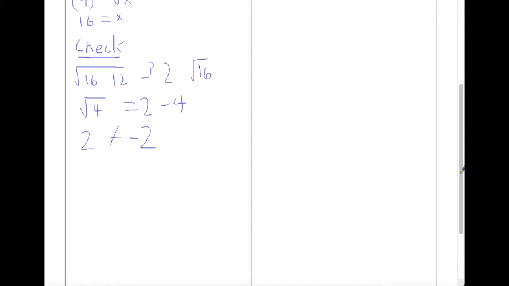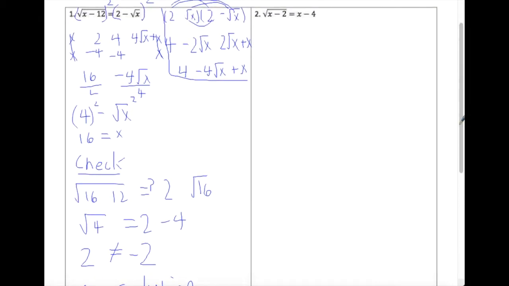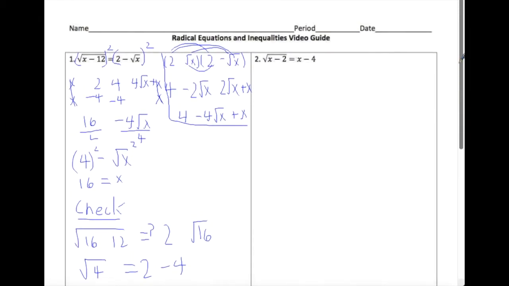And remember, we had these way back at the beginning of the year when we dealt with absolute value equations. So no solution. And x equals 16 is extraneous.